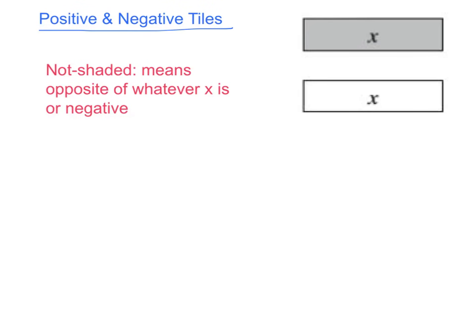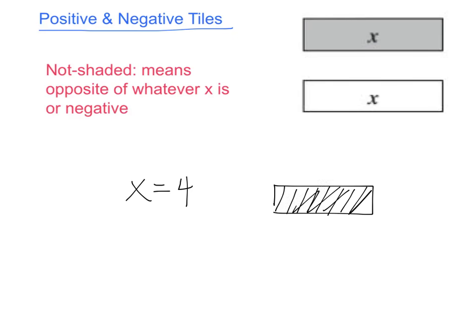All right, so when we're working with positive and negative tiles, I just want to point out that if it's shaded, it's whatever x is. So let's say I tell you that x in this case is 4. And I draw an x tile, okay? I shade it in, okay? So I know that this actually equals 4, okay? It's just a normal x.